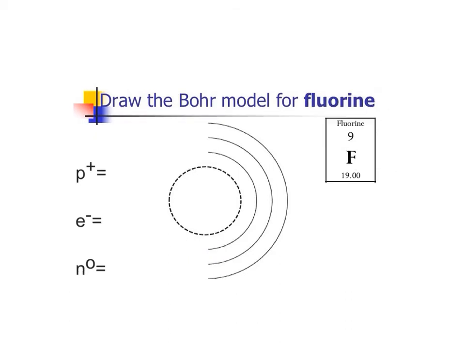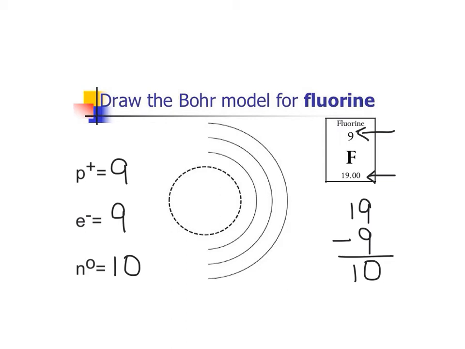Next, we will practice by drawing the Bohr model for fluorine. Fluorine's proton number is the atomic number, so 9. That is also the electron number according to APE. And then to get the neutron number, we're going to take the atomic mass and round it to the nearest whole number. Subtract the atomic number from that, and therefore we have 10 neutrons. Protons and neutrons belong in the nucleus, so we'll write the number of protons followed by its symbol, the number of neutrons followed by its symbol.